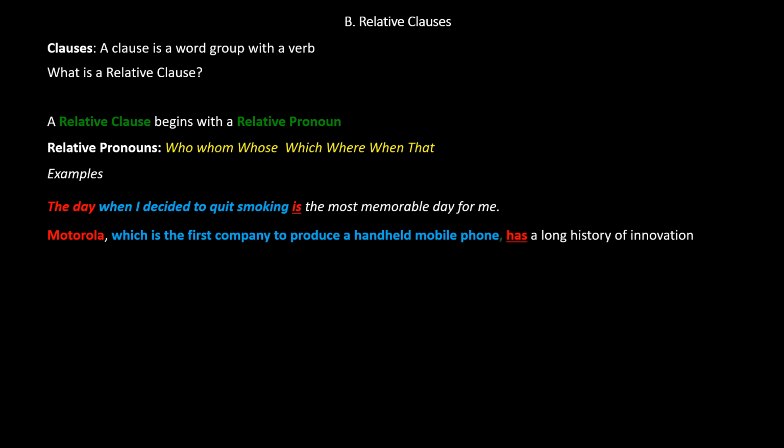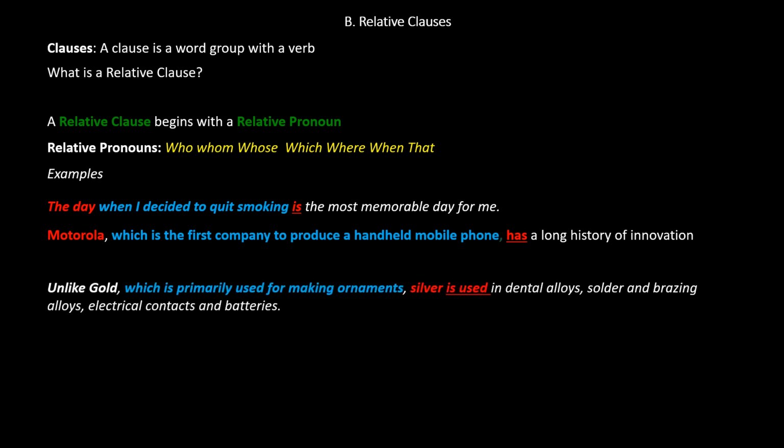Let us look at one more example. Unlike gold, which is primarily used for making ornaments, silver is used in dental alloys, solder and brazing alloys, electrical contacts, and batteries. What is the modifier in this sentence? The modifier is which is primarily used for making ornaments. And the subject is? The subject is silver. What about unlike gold? Unlike gold is a prepositional phrase. Like and unlike are prepositions.